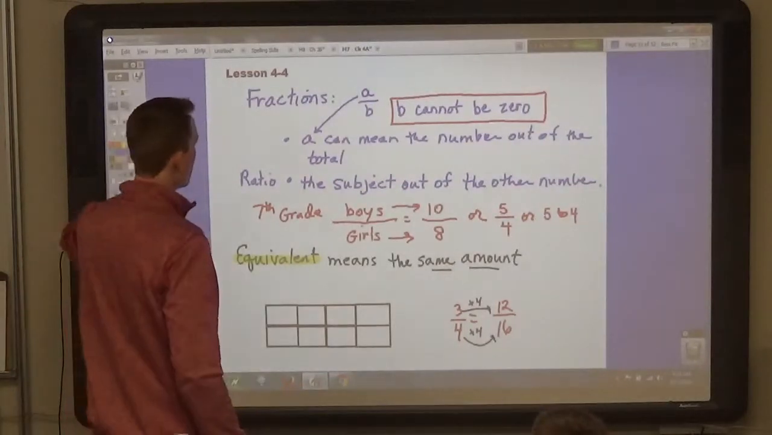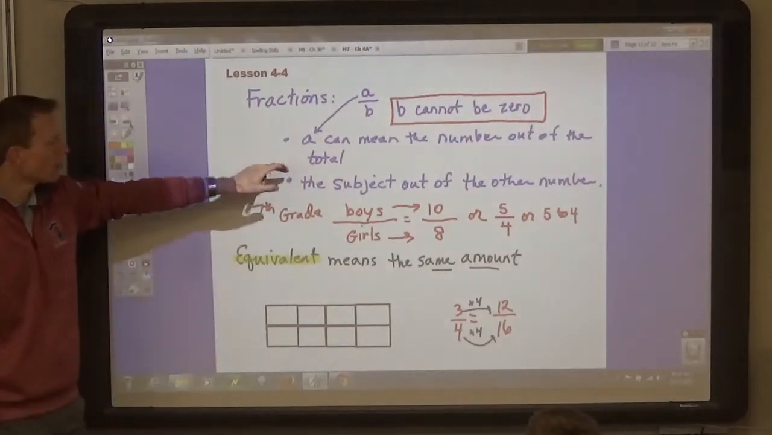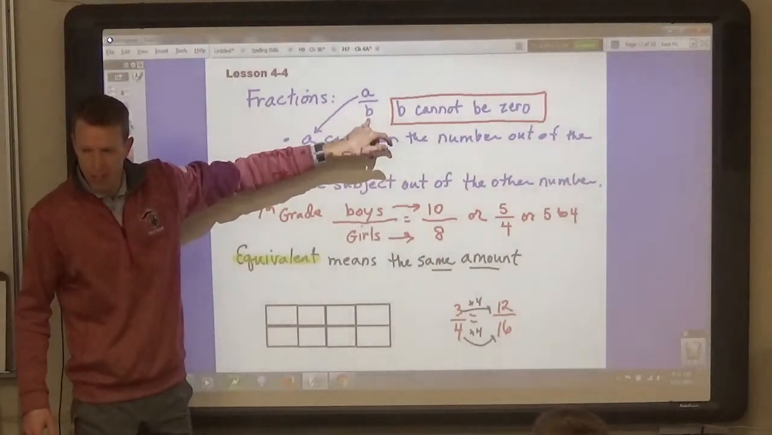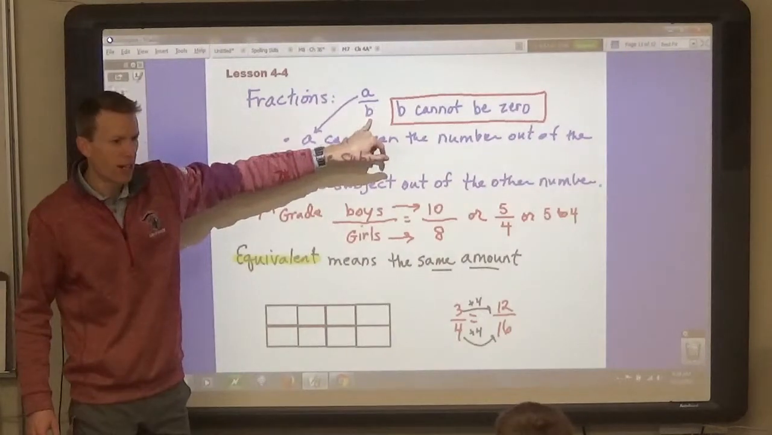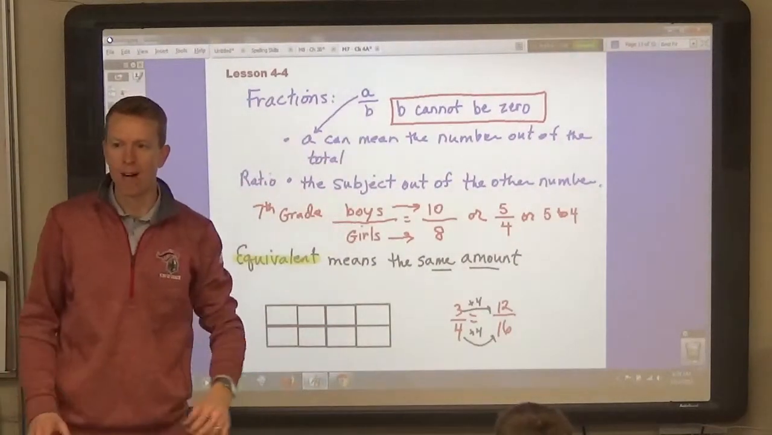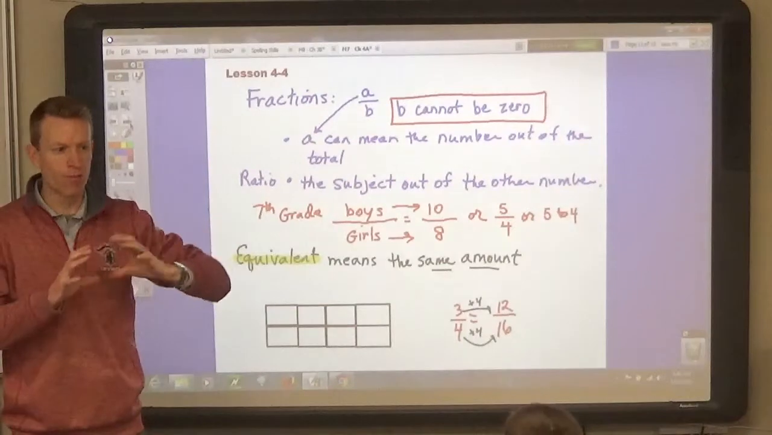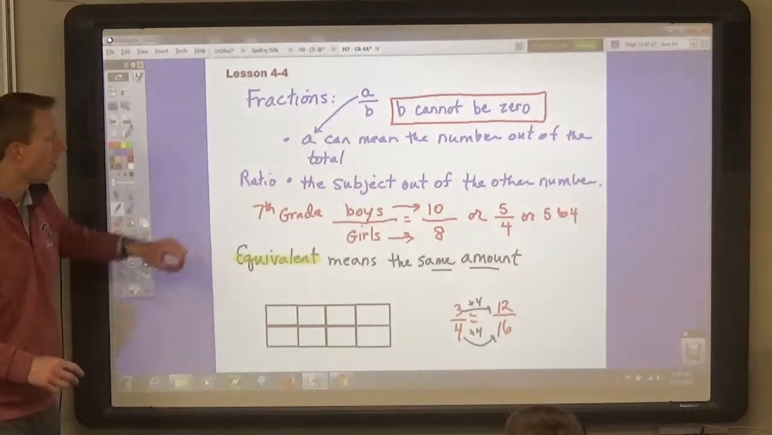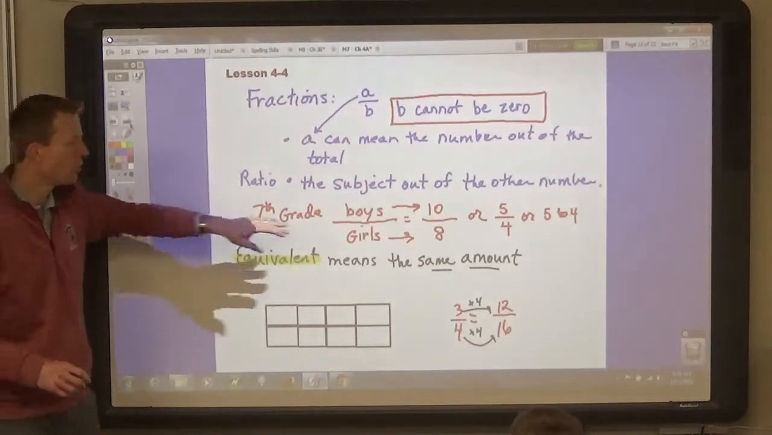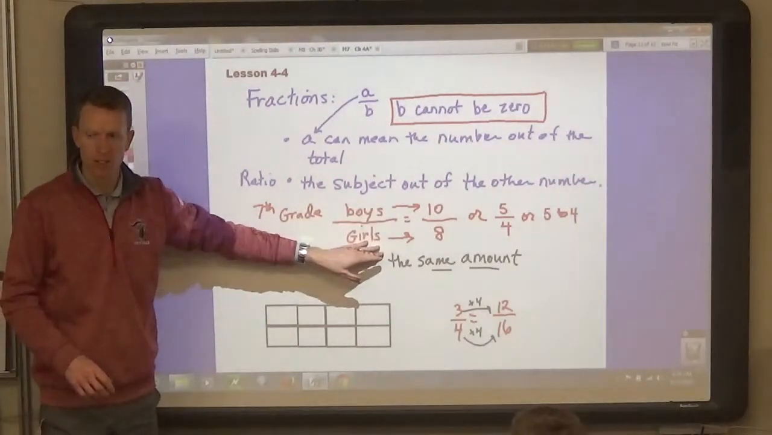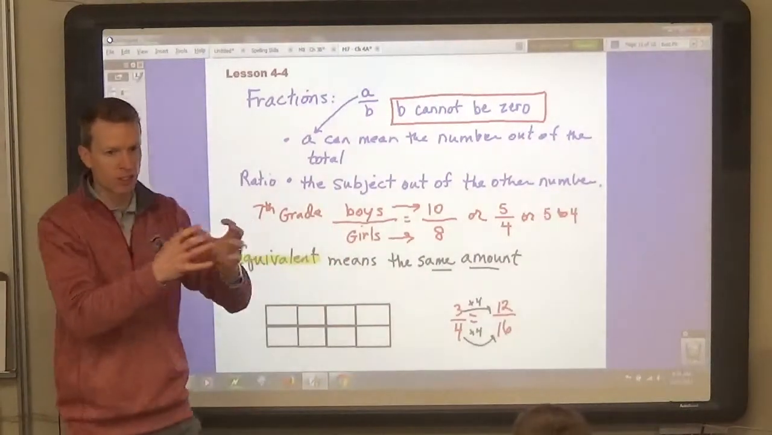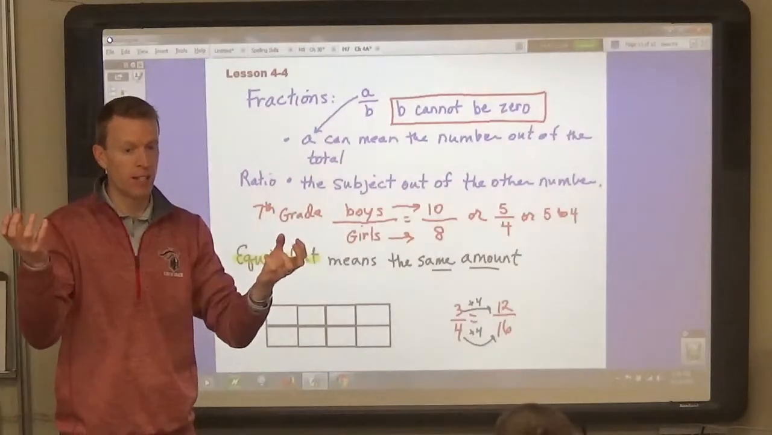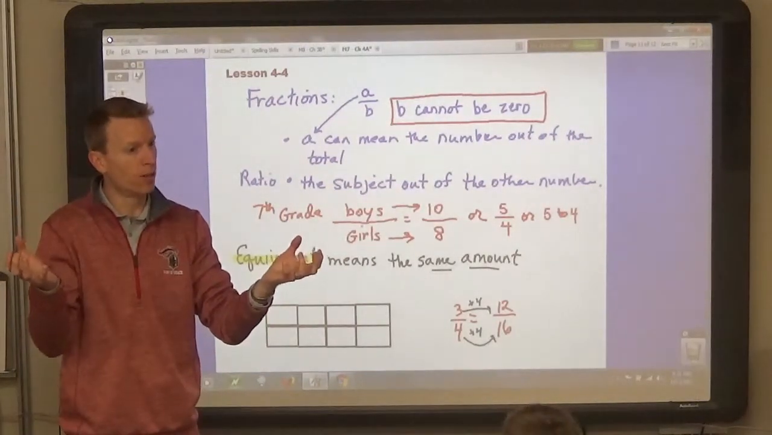Specifically fractions. And understanding that the denominator cannot be 0 in a fraction. Okay, we've worked on fractions before. A fraction can tell you how many parts out of the total, or it can tell you a ratio of two different things. The number of boys in the class versus the number of girls in the class. Those are two different things, and that can be written as a ratio.